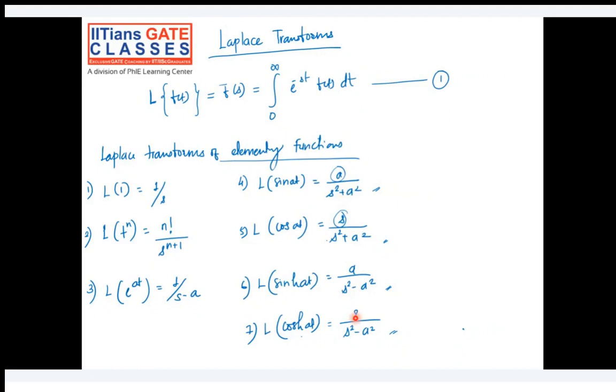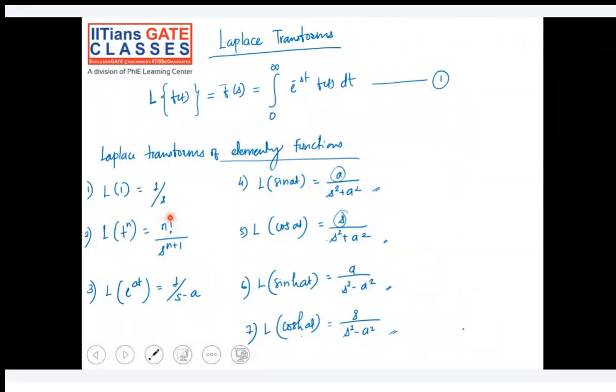I hope you are getting it. So for example, this is t raised to the power n. It can be t cube, t raised to the power 8. So it's a general formula. Any power of t or any algebraic function, you can still use this formula.